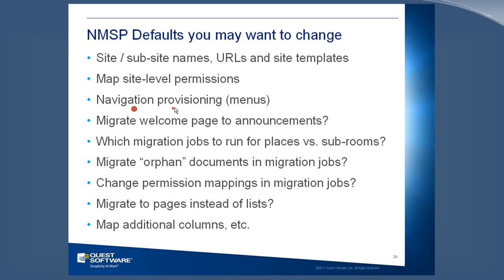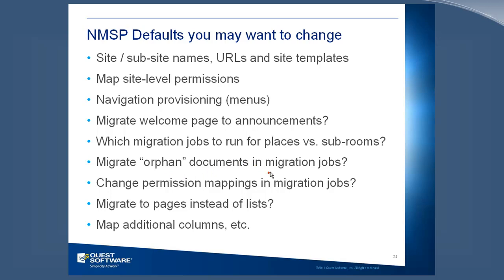You can also turn on the navigation provisioning and set some options there. You can decide whether you want that extra job to migrate the welcome page. And you can also figure out which migration jobs you want to run. So some people have turned off discussion lists in their subrooms, and so you might just want to remove that migration job so you don't try to do discussions for subrooms. You might want to turn on that option I showed you to migrate the orphan documents, although I'll warn you, you might get a lot of junk if you do that. But sometimes the requirement is to get everything, and so you just turn that on.